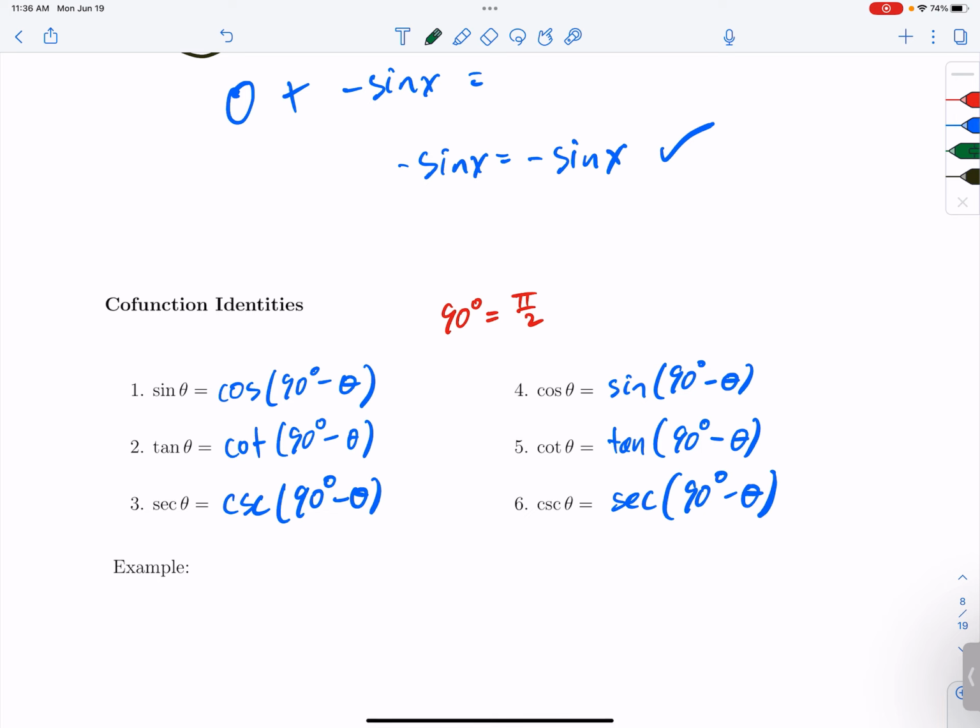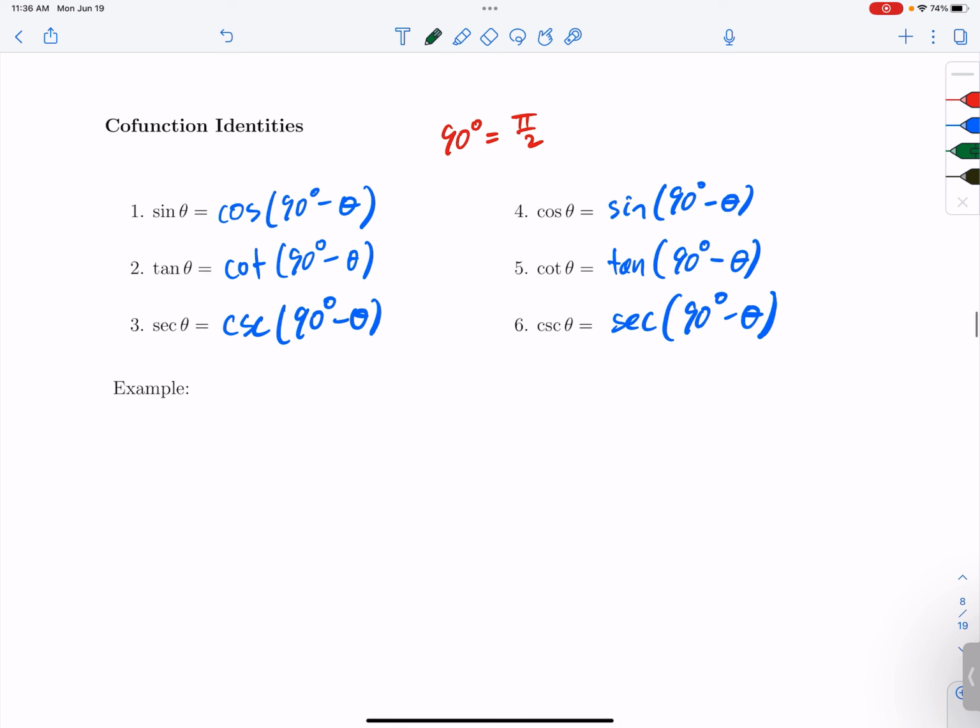Okay, so one way to verify these, well, we did this in a different video. We verified these using a right triangle and showing that the sum of the angles in a right triangle all add up to 180. Once we take out the 90 degrees for the right angle, we're left with 90 minus whatever angle is left. So that's kind of how we verified these previously. Another way to do that, though, is just using the sum and difference formulas. So I'll do this for sine. Sine of 90 degrees minus theta. Let's show that that is equal to cosine of theta.